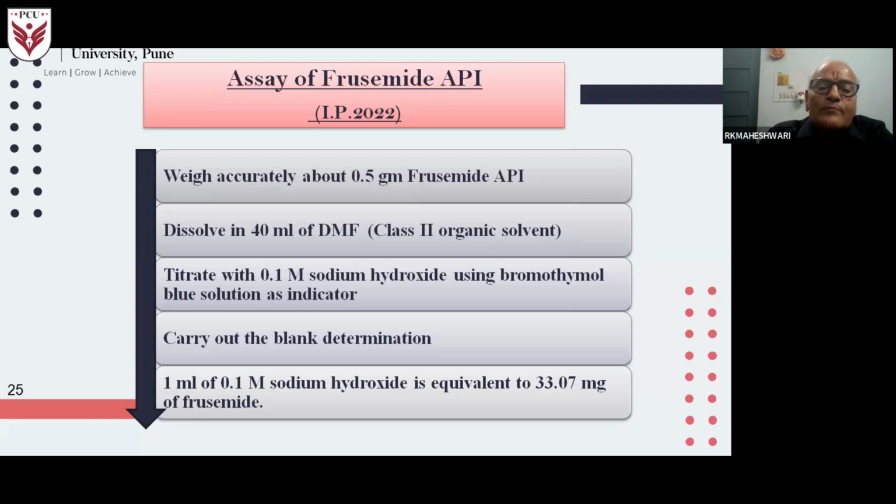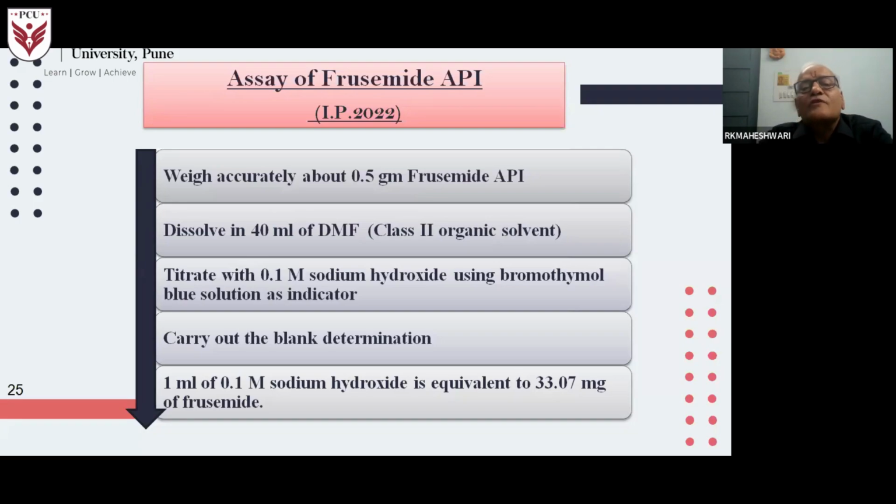It will be dissolved with the help of 40 ml of dimethylformamide solvent. It is a class 2 solvent, but what I am saying is that you are going to dissolve 0.5 gram furosemide with 40 ml of dimethylformamide. You get a clear solution. This dimethylformamide is a very good solvent for furosemide. Furosemide is water insoluble. That's why the pharmacopoeia employs an organic solvent for its dissolution.